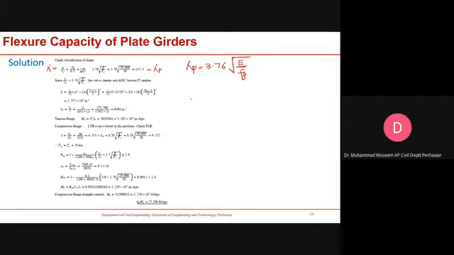Okay, now you calculate lambda and compare it with lambda r and lambda p. For your convenience, I'm going to draw this figure here. This is lambda p, and this is lambda r. These lambda p and lambda r are given by this empirical equation, but on this axis you have this ratio, and on this axis you have the bending moment.